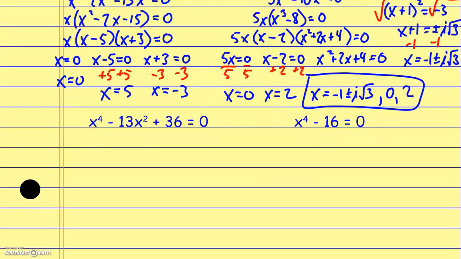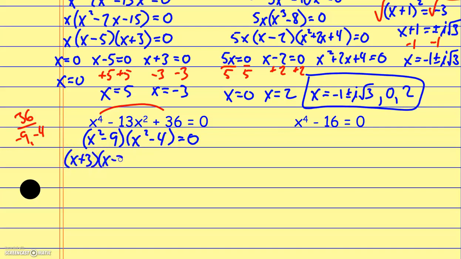If I look at the next one, it is quadratic in form. So I build a bridge. Two numbers that multiply to 36 but add to negative 13 are negative 9 and negative 4. And we already factored this one earlier. This was the first example we ran into. So this is going to factor into x squared minus 9 and x squared minus 4. And now each of those is a difference of squares. So this one factors into x plus 3 and x minus 3. This one factors into x plus 2 and x minus 2.